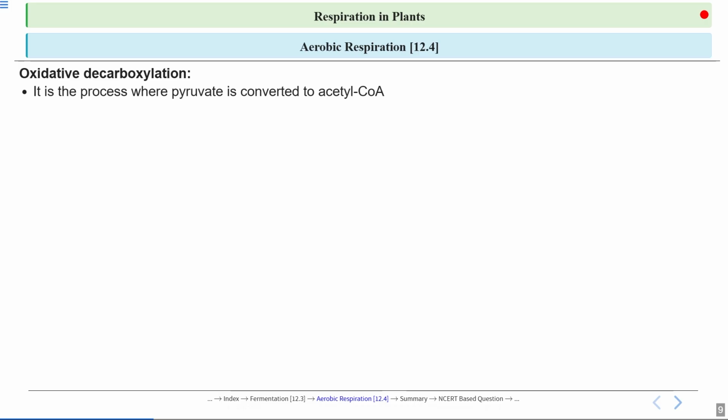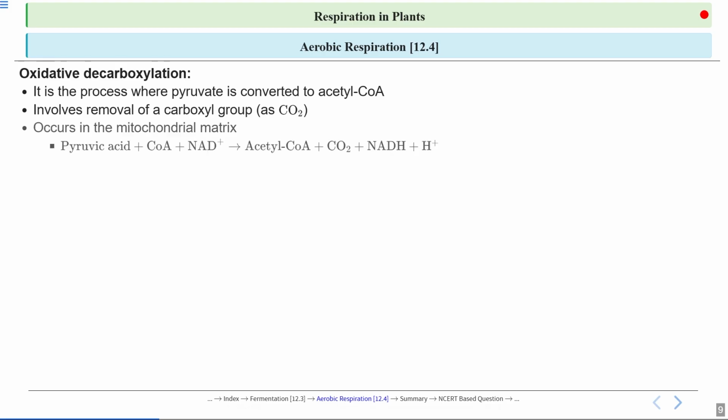So oxidative decarboxylation is a process where pyruvate is converted to acetyl coenzyme A. What happens here? It involves removal of a carboxyl group as carbon dioxide. And this process occurs in the mitochondrial matrix.